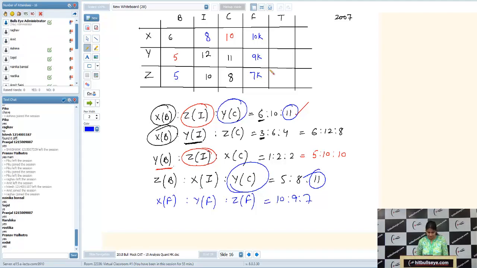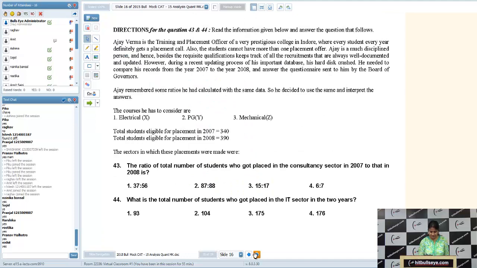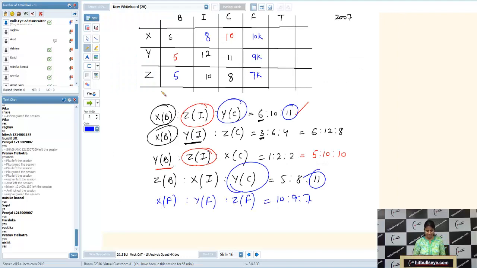Okay. Now we will use another ratio. It is given that mechanical students who got placed in the FMCG sector were 21 in the year. I'm coming to the slide once again. For mechanical, the code was Z. So it is given that the total is for 2007. For mechanical students who got placed in the FMCG sector, it means this thing. For Z, this is 7K and this is given as 21. It means K will be 3.